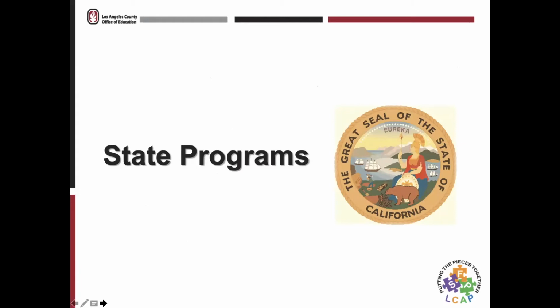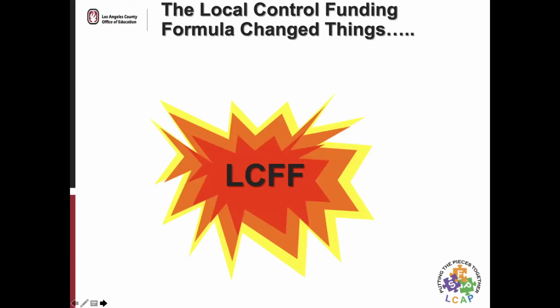Okay. All right. State programs, and primarily state programs. While there are a lot, we're going to look at mainly one, and that is on the next slide. We'll see what happened with LCFF. Yes, it blew everything up. Because we just talked about restricted and unrestricted, it's very clear, nice and black and white. And LCFF added a whole level of complexity to what restricted and unrestricted funding means.